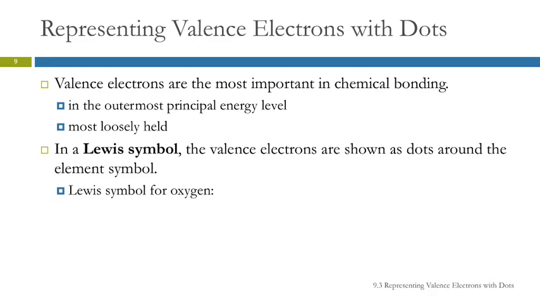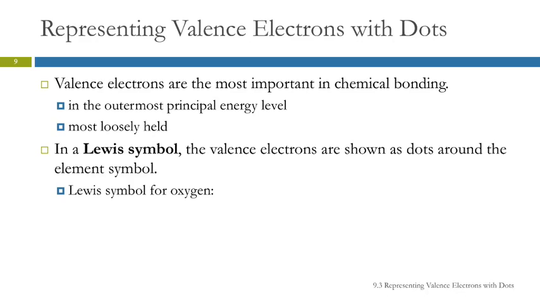So in the Lewis model, we represent the valence electrons as dots around the element symbol. We're concerned with the valence electrons because those are the ones that are involved in bonding. They're in the highest, the outermost principal energy level. So those are the ones on the outside, and they are the ones that interact with other atoms. They're the most loosely held. If you're going to remove an electron from an atom, it's going to be the valence electrons.